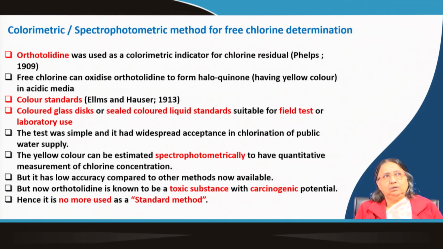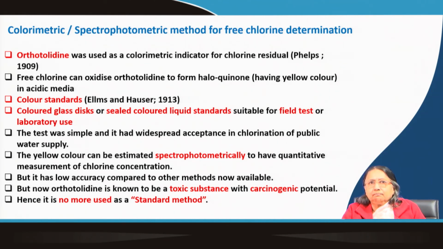And also the green chemistry approach. I told you the green chemistry approach in catalysis. So, toxic substances we do not want to use, because ultimately it will go to the environment and we do not want that, and it has carcinogenic potential, it is a cancer-causing compound. So, if it is carcinogenic, then again we have to be more cautious, right, and that is why it is not used anymore in the standard method.